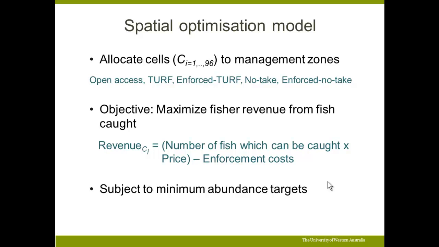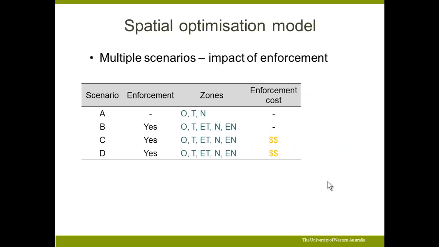However, we also have a conservation target, and this comes in with our abundance targets. We set a constraint on the model that we want a given level of abundance present in the study area for each of our species, and we look at different abundance levels. What we really wanted to get at was the impact of enforcement in all of this.